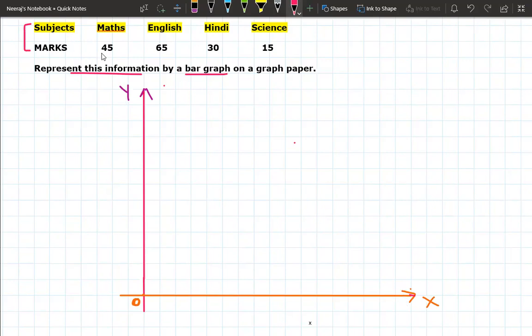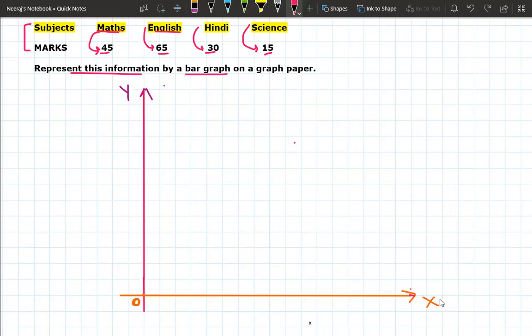So here, what is depending? Here the marks are 45, 60, 30 and 15. And we have a second category, subjects: maths, English, Hindi and science. The subjects are all dependent on marks. So all the subjects are dependent on marks. So on the x-axis, we always write the dependent variable.